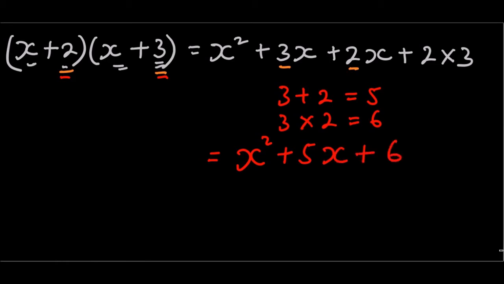So what is the reverse? If this is the expansion, how do we reverse this expanded expression back to the factor form? First of all, we need to get two numbers, 2 and 3, such that when you add them, you get 5, and when you multiply them, you get 6. That is very easy. So let's take another example.